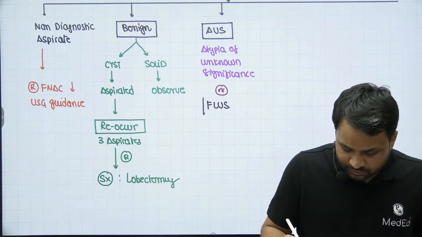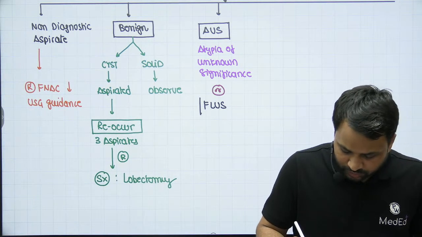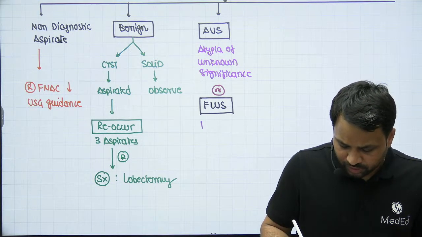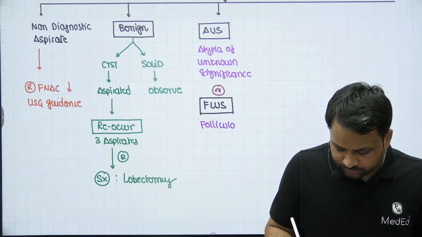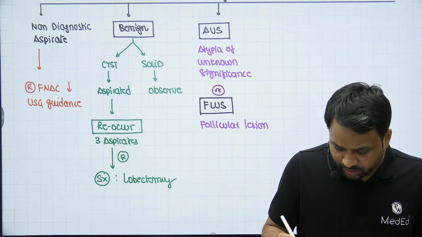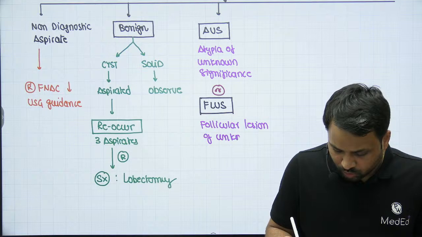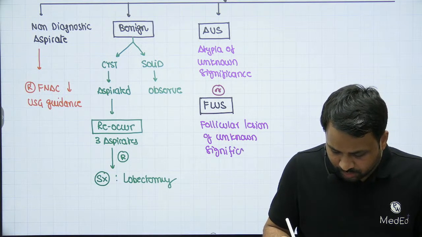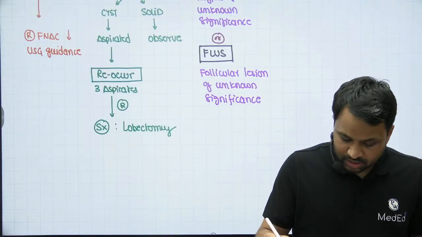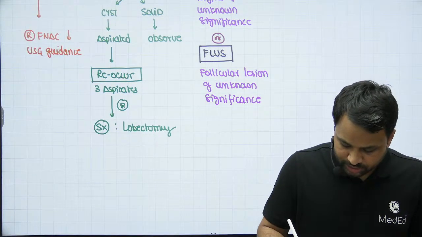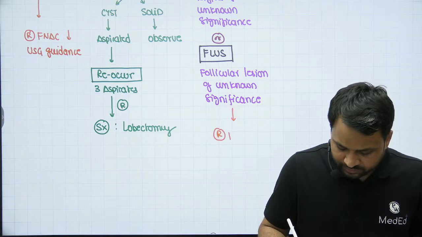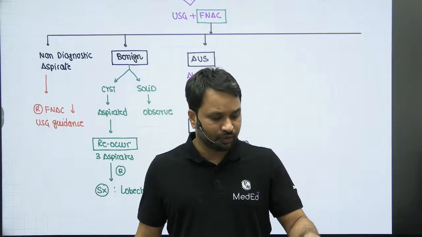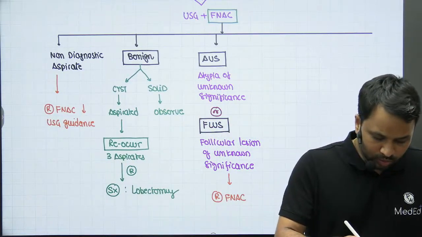What does FLUS stand for? It is follicular lesion of unknown significance. It is telling you it is of follicular origin, but there is no known significance. So if you come across any of these, the current recommendation is to repeat FNAC again and recategorize it. This is if you have atypia of unknown significance.